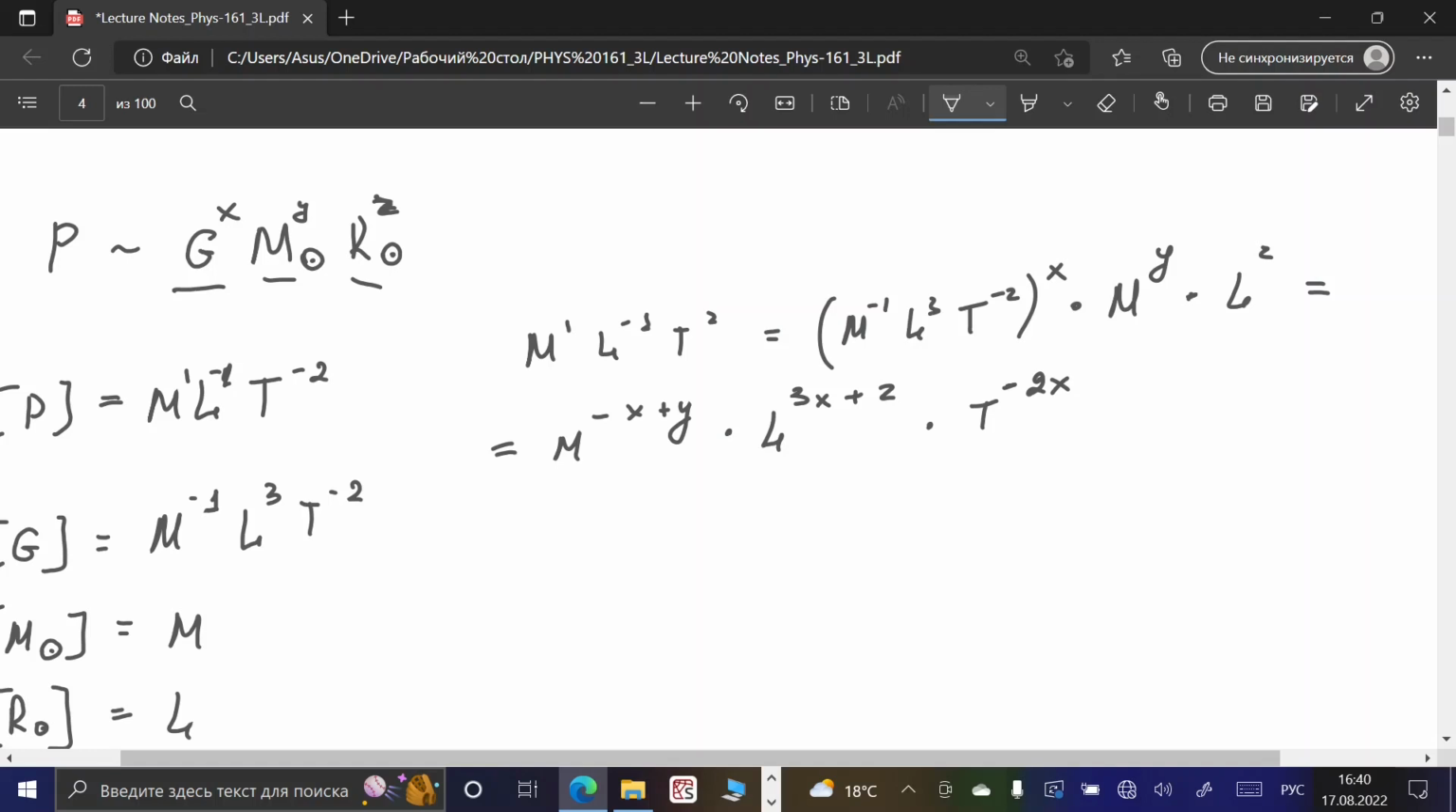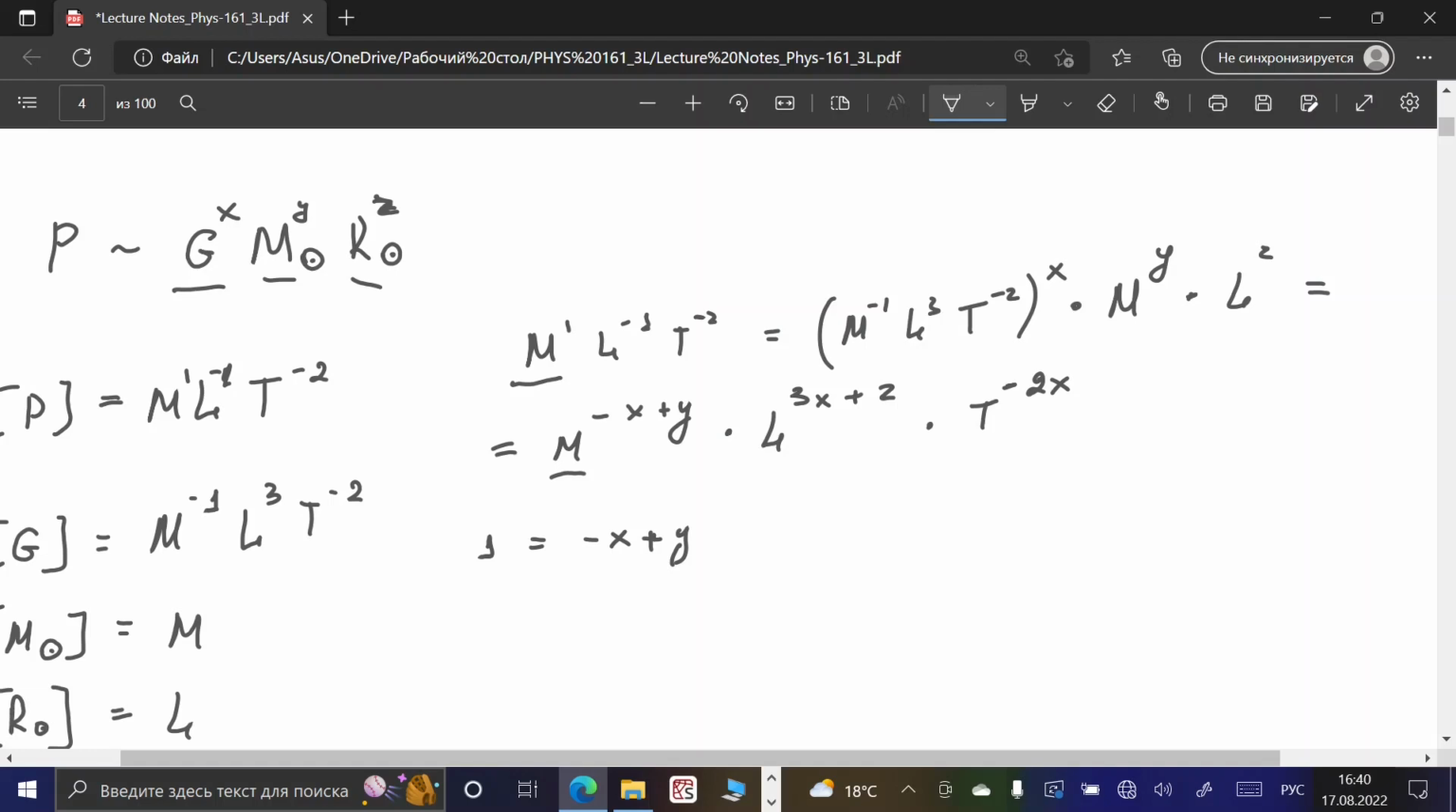That's important. So we need to put it here, minus. Yes. And so now let us see what we have. Let's check around M. So we have unity equal to minus x plus y. Does it make sense? We have the mass dimension, we check what power we have next to mass, and they are equal to each other.